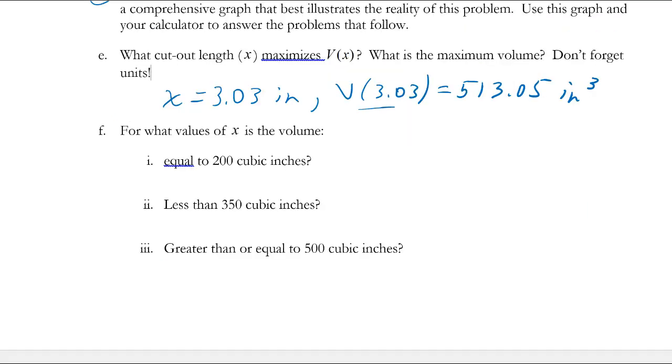We have a few more questions to answer now in part F. And we're going to be finding x values or intervals of x values to answer these questions. Part 1 here is to find out what value of x will give us 200 cubic inch boxes. So we need to return to the graph to figure this out.